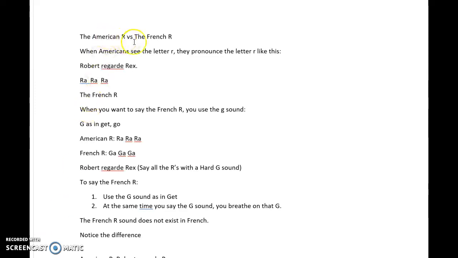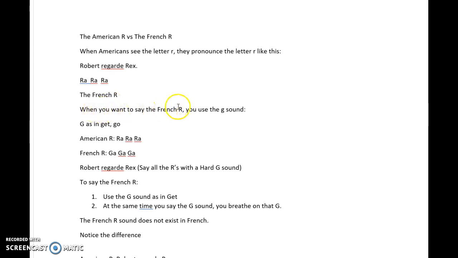The American R versus the French R. When Americans see the letter R, they pronounce it like this: Robert, regard, Rex. In other words, the American R is ra, ra, ra. The French R is totally different.